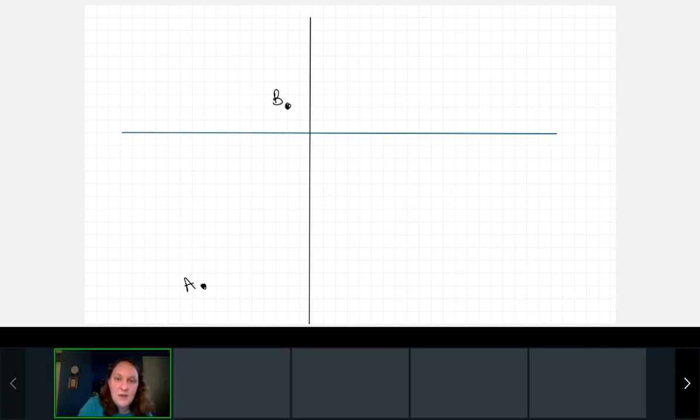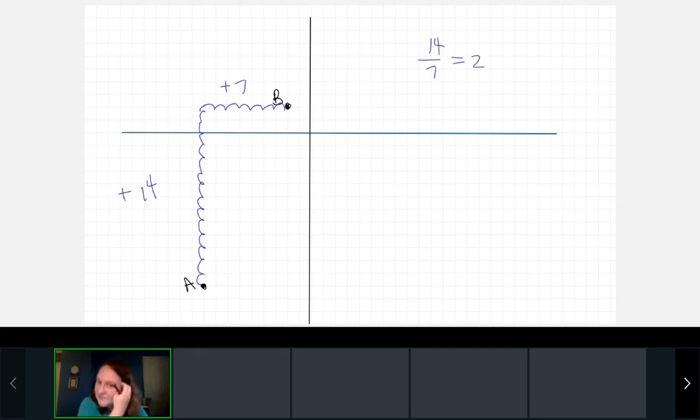So when you count your blocks, you're going to go up 1, 2, 3, 4, 5, 6, 7, 8, 9, 10, 11, 12, 13, 14. So up 14. And 1, 2, 3, 4, 5, 6, 7, right 7. So your rise over run would be 14 over 7, which reduces to 2. And then if you did the slope for CD, C is at negative 1, 6. 1, 2, 3, 4, 5, 6. And D is at negative 5, negative 2. 1, 2, 3, 4, 5, 2.